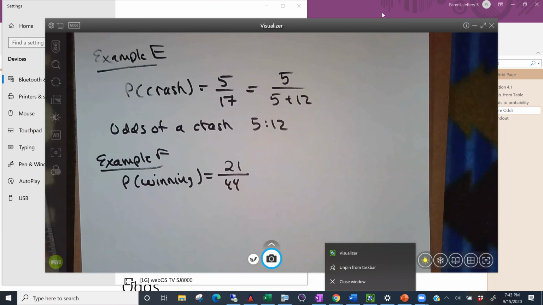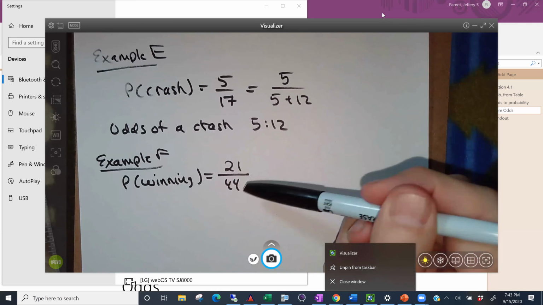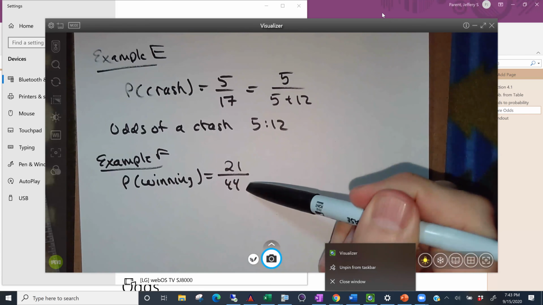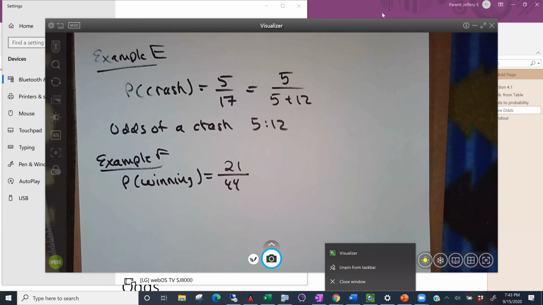It's just a matter of understanding the problem a little bit and counting up how many ways there are to win divided by the total number of possible outcomes. We're okay with this part.